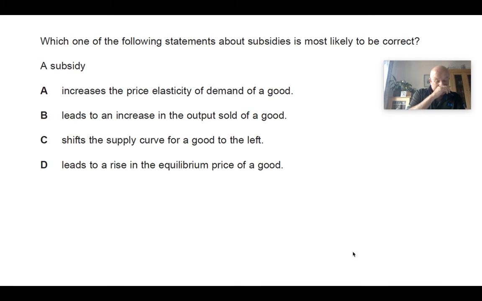Another example of a typical multi-choice question: which one of the following statements about subsidies is most likely to be correct? So a subsidy could do one of those four things, and obviously it's a process of elimination. Give that some thought, see which answer you think is the correct one.